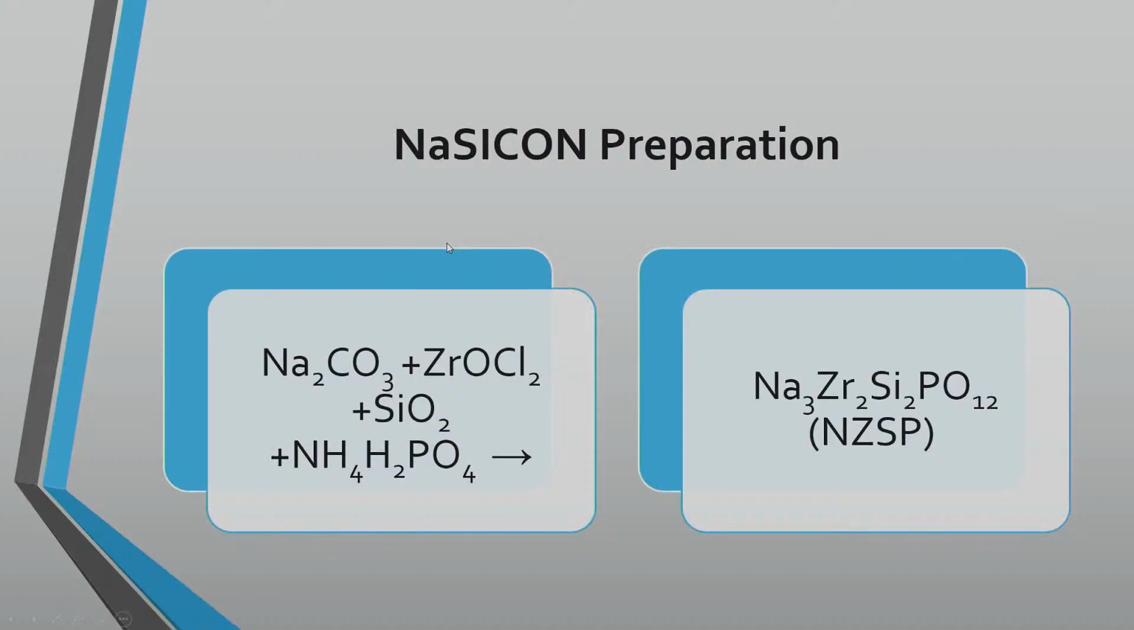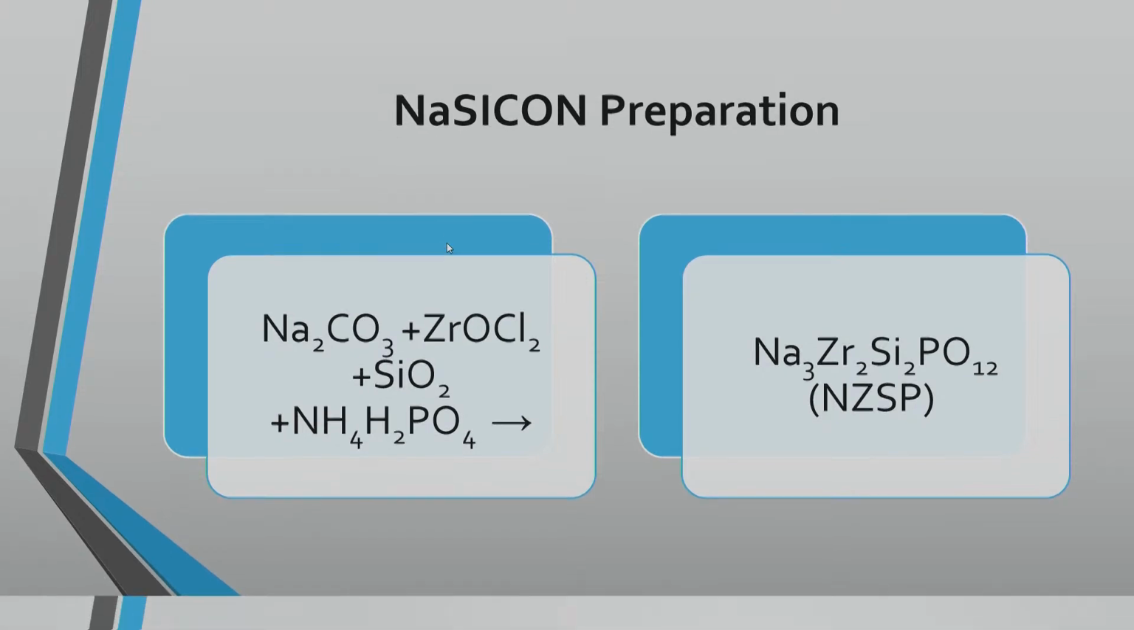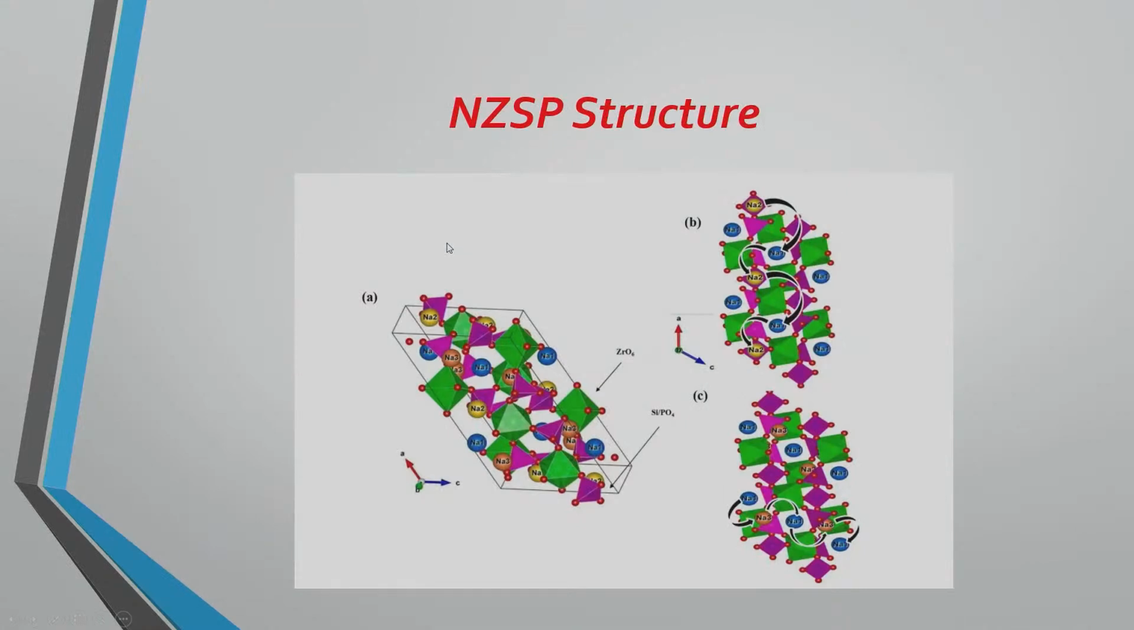So the NASICON preparation is as follows. The chemicals used here are Na2CO3, ZrOCl2, SiO2, and NH4H2PO4, which give us NASICON, as well as the byproducts CO2 and NH3. So this is the natural structure of the NZSP. You can see there are interstitial sites in between the structure.